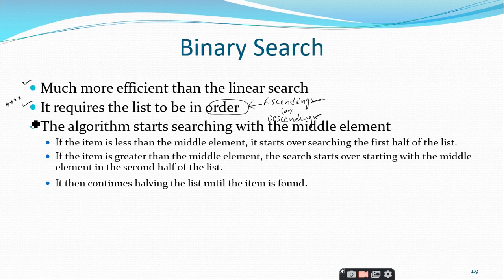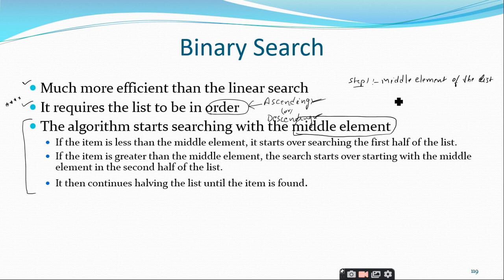And this is the process of the binary search. We will explain it with an example also, don't worry. But if you look at the algorithm of the binary search, the algorithm starts searching the given list of elements with the middle element. So whatever list of elements you have, the first step is to find the middle element of the list. And whatever search element you have should be compared with the middle element of the list.